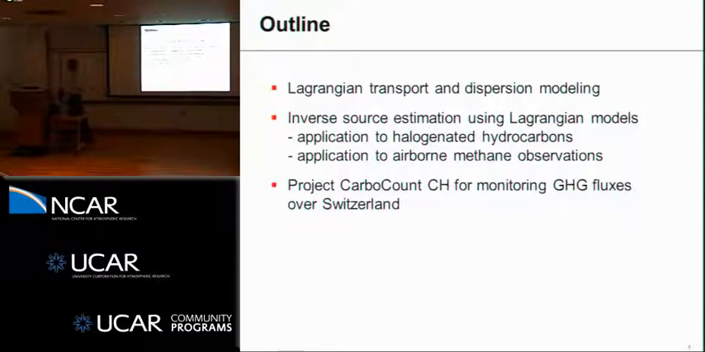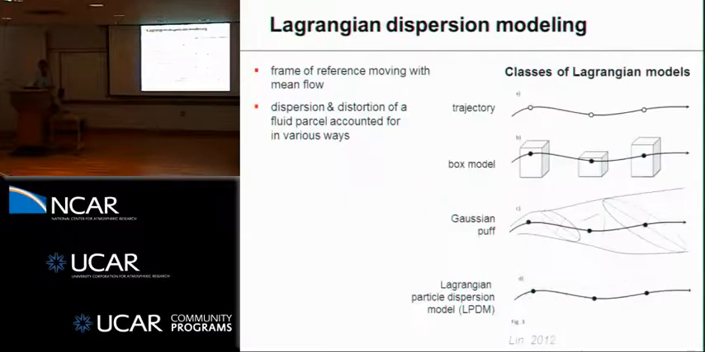This talk is organized as follows. I will briefly introduce the Lagrangian concept and the type of model that we are using, and then show you how we use these Lagrangian models to estimate the sources of halogenated hydrocarbons over Europe. Then also an application to airborne methane observations, and finally I briefly present the project CarboCount, which I will actually present tomorrow at the NOAA meeting in more detail. So if you're missing some details today, go to the NOAA meeting.